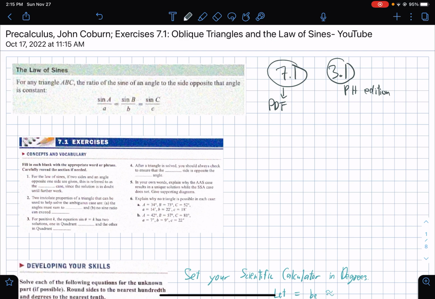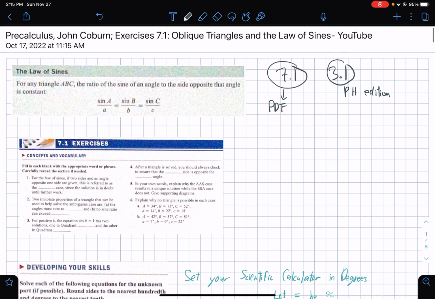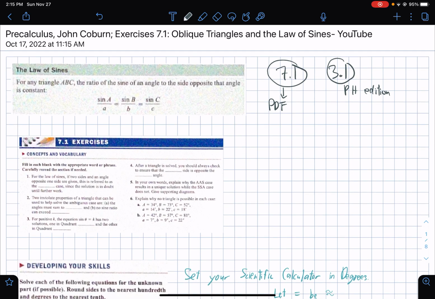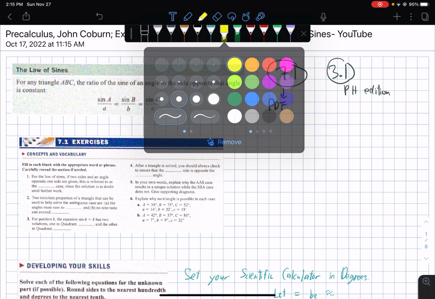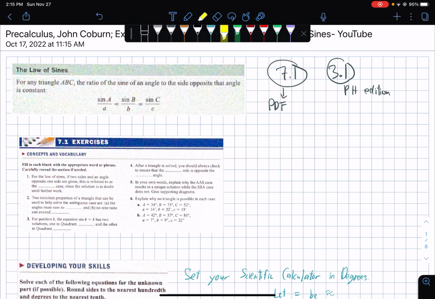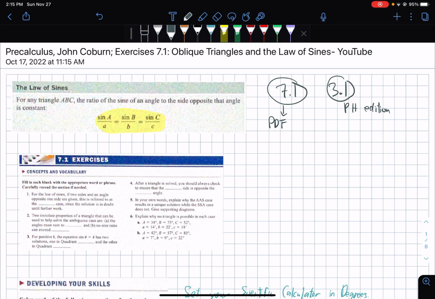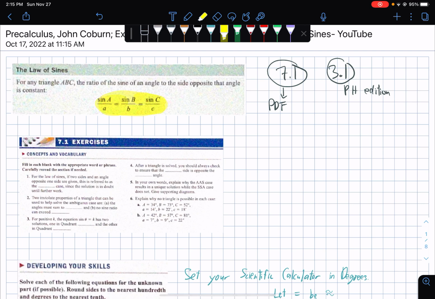This chapter is all about oblique triangles and the law of sines. So I won't be speaking that much since the concepts are pretty easy to understand. You'll be good if you follow what I'm going to write, and you'll get the hang of it one day, sometime. So you have to take note of this formula. The law of sines basically states that sine A over A is equal to sine B over B, which is also equal to sine C over C.